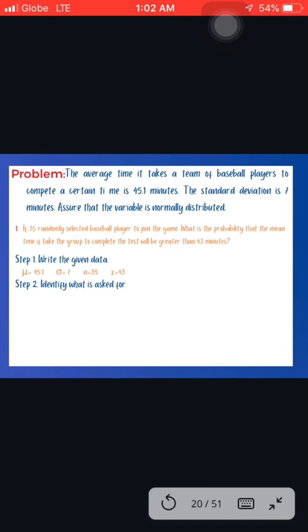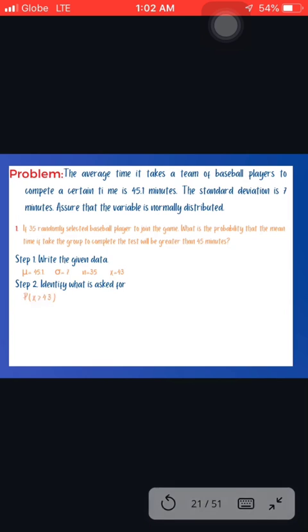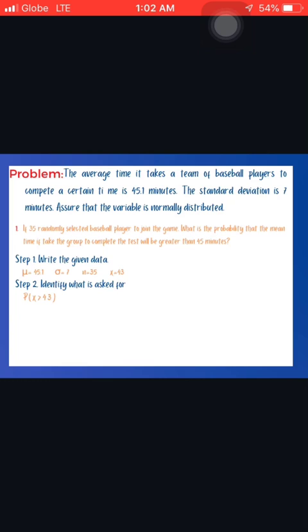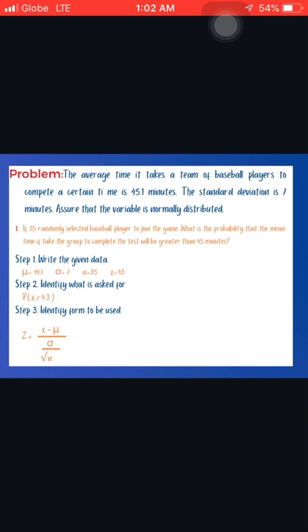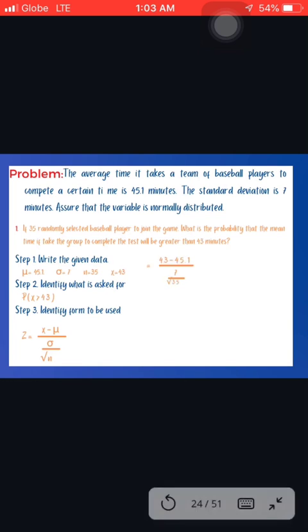And saan nga ba nakuha yung n na yan? Ang nakuha ang n na yan sa randomly selected, 35 randomly selected. So, step 2, identify what is asked for. So, x greater than 43 minutes. So, step 3, identify the formula to be used. So, x minus sample mean over the standard deviation over the square root of n. Given na yung formula na yan kasi may n naman na tayo.